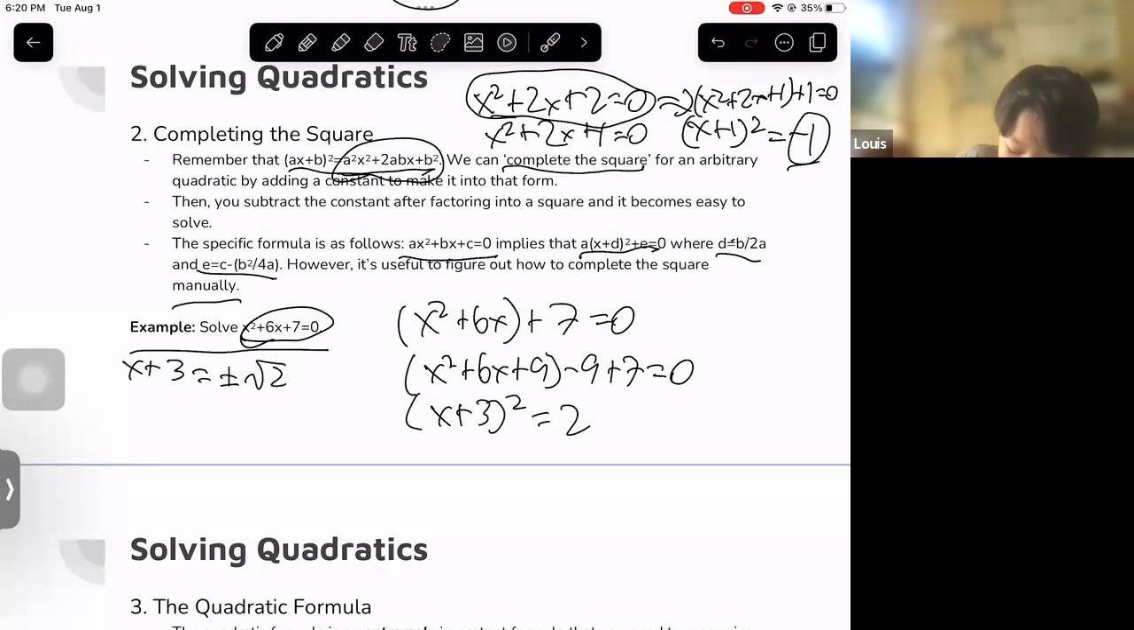And be careful here, we use plus minus because root 2 squared equals 2, but negative root 2 squared also equals 2. So we need a plus minus sign here. And then if we subtract 3 from both sides, we will get x equals negative 3 plus minus root 2, which is our answer. Questions? No questions, and I'll move on.